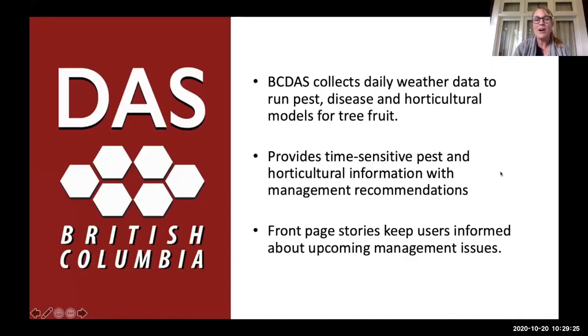But to give you an idea of how the system works, I just want to say briefly that BCDAS is collecting daily weather data from our stations. The network, as mentioned, is 21 stations with Grower Supply, as well as almost 8 stations that Environment Canada runs in this area. We run pest, disease, and horticultural models, and the information also is provided in as near to real time as possible for growers, and is available on mobile apps as well. Well, it's not an app, but it's a mobile website that you can access quite well on your phone as well as off the computer.